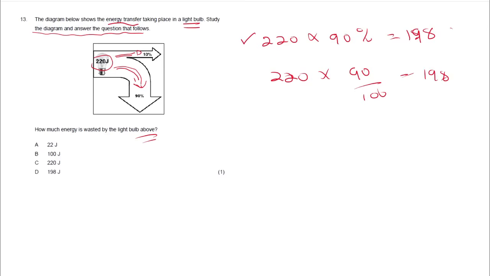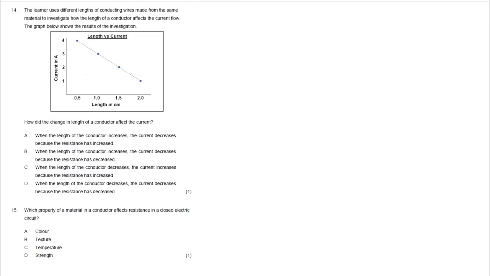So we can either use this method or this method. Both methods will give us the same answer. So do we have 198 on our options? The answer is yes. So we do have 198 on our options. And then next, we will move to our next question, which is question 14.